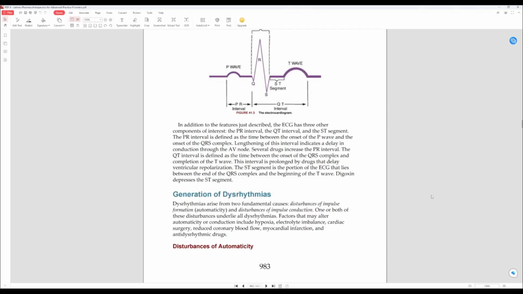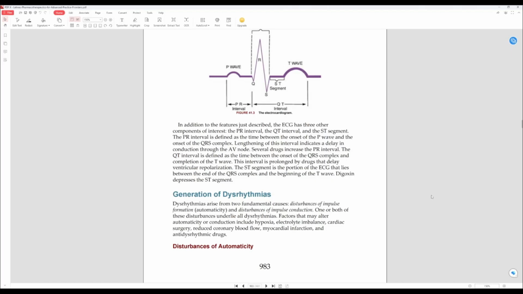the PR interval, the QT interval, and the ST segment. The PR interval is defined as the time between the onset of the P wave and the onset of the QRS complex. Lengthening of the interval indicates a delay in conduction through the AV node. Several drugs may increase the PR interval.